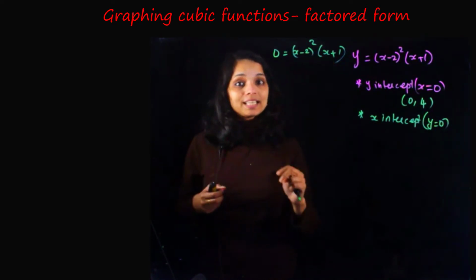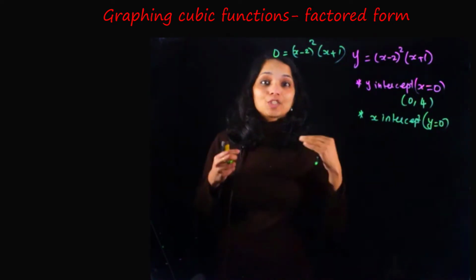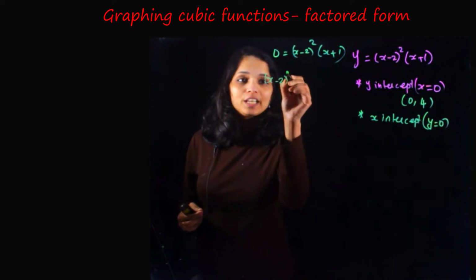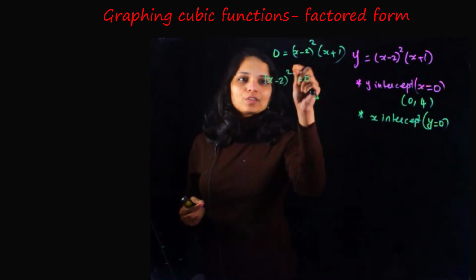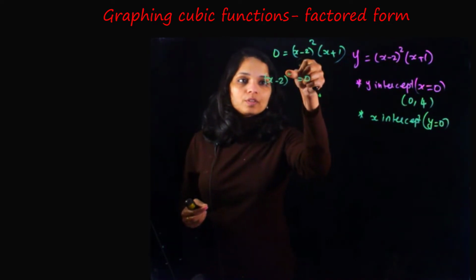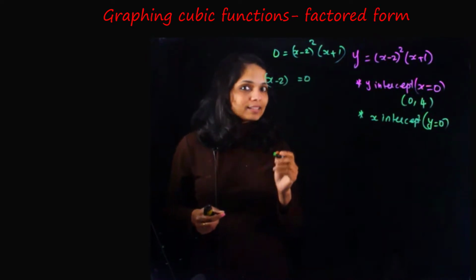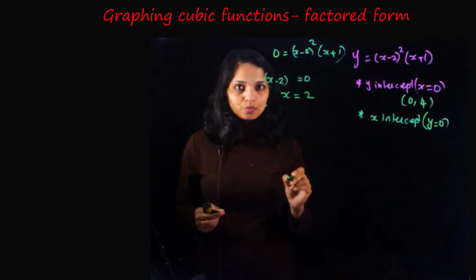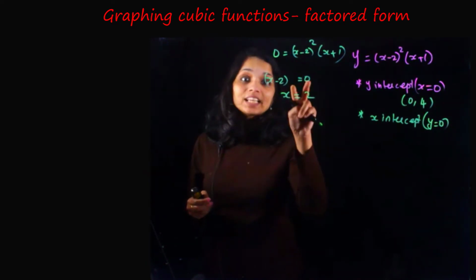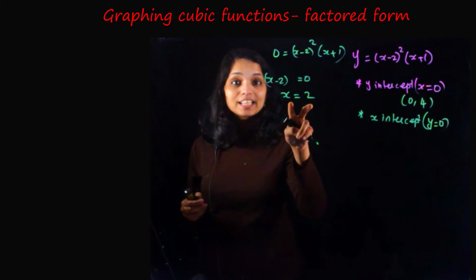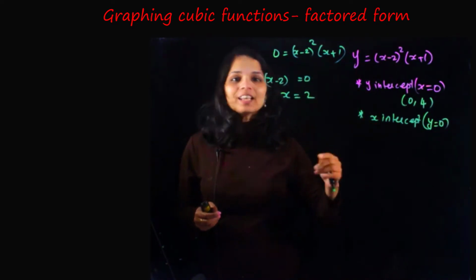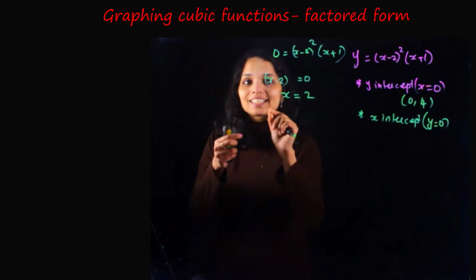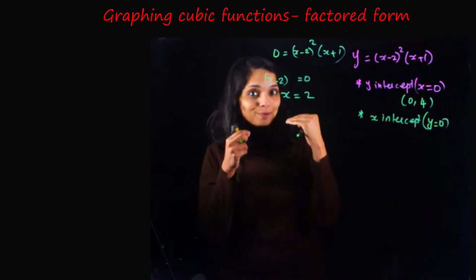If a times b is 0, then a equals 0 or b equals 0 are the two possibilities. Let's take the first one, (x minus 2) the whole squared equals 0. This equals 0 if x minus 2 equals 0, which happens only if x equals 2. But because this is a squared term, we get two solutions, so x equals 2 is a repeated solution. What does that mean? If it's a repeated solution, that's actually a turning point. So this gives us a turning point as well.